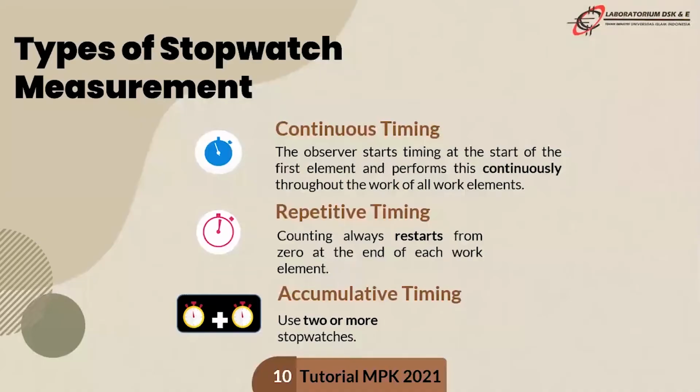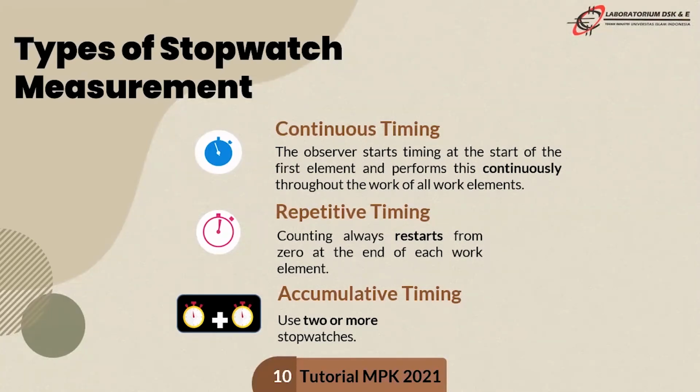There are three types of stopwatch measurement. First is continuous timing, second is repetitive timing, and the third is accumulative timing. The continuous timing is where the observer starts timing at the start of the first element and performs this continuously throughout all work elements. An example of continuous timing is a fast work such as product assembly.